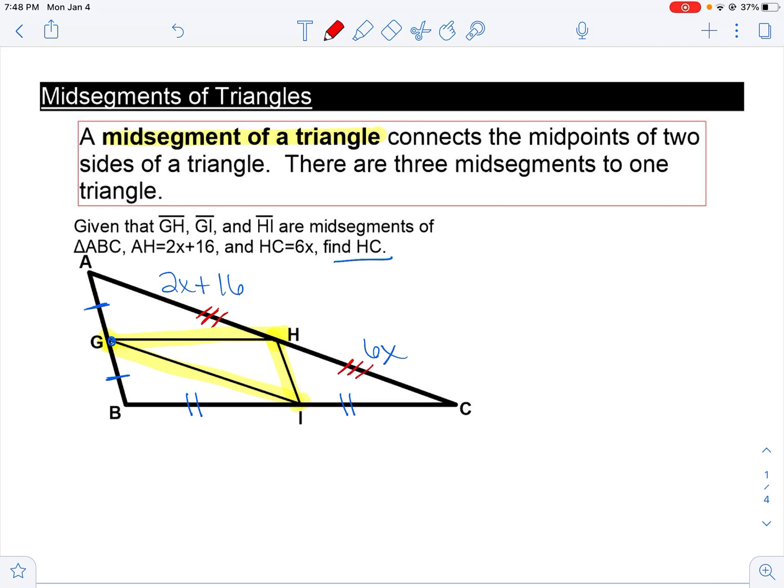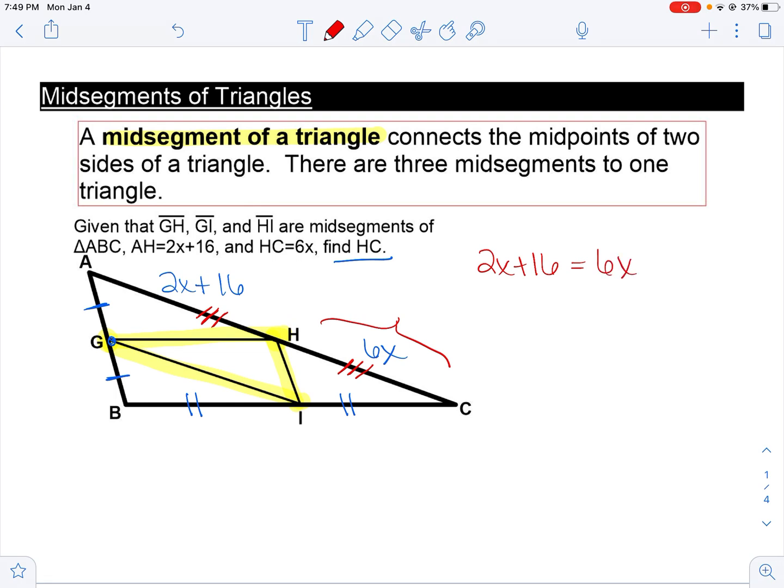So we need to find the length of HC. Okay, and we know that HC is equal to AH. So I'm going to use my algebra skills to figure out what HC is by first finding out what x is. So I'm looking at these two expressions that I have. Do I add them together and they equal 180? Or do I add them together and they equal 90 degrees? Or do they equal each other? Well, those congruency marks say that they are congruent to each other, and congruent segments have equal measure. So what I know is that 2x plus 16 is going to equal 6x.